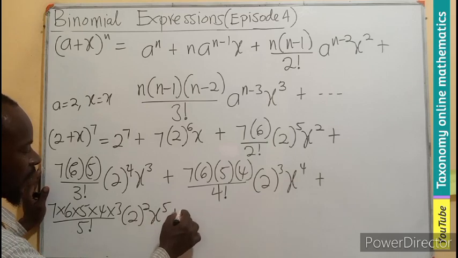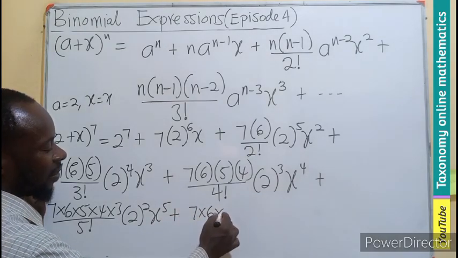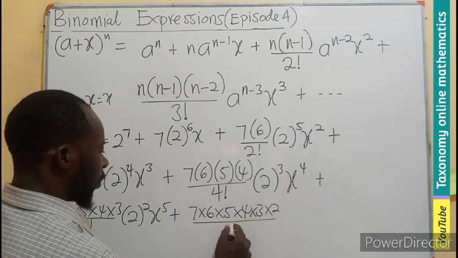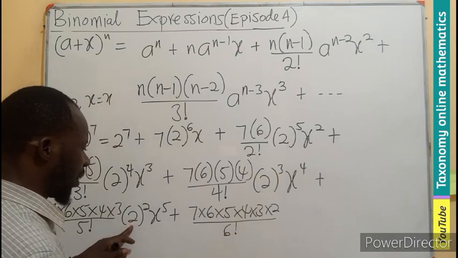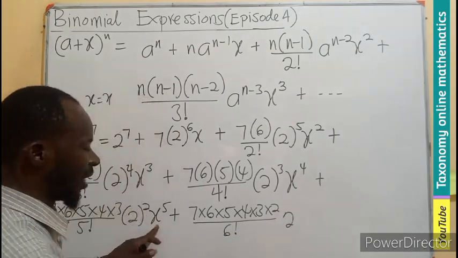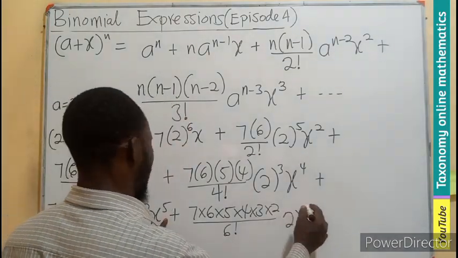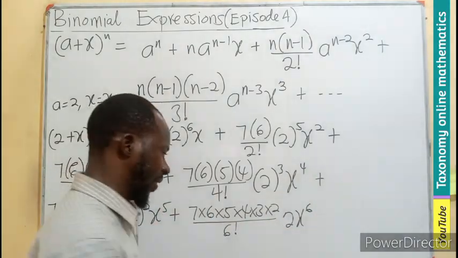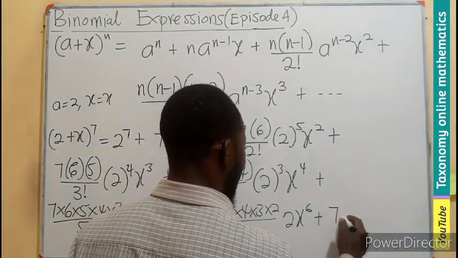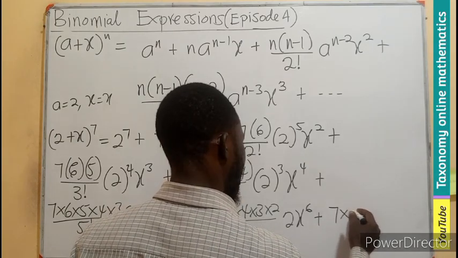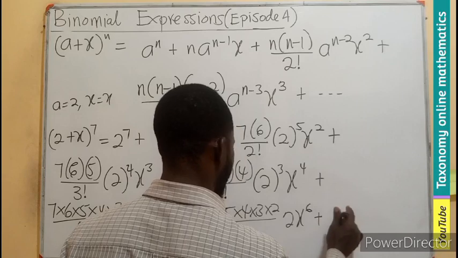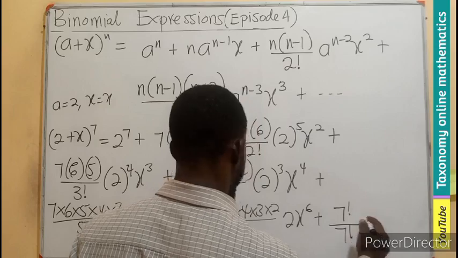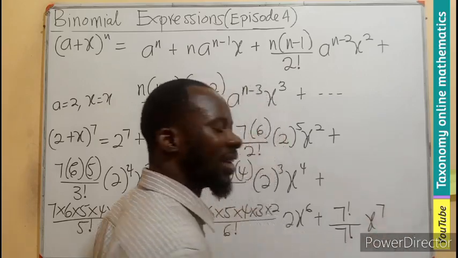So we get 7 times 6, 5, 4, 3, and 2, over 6 factorial. This becomes 2 exponent of 1, x exponent of what? I think that would be 6, because this is 5. So this will give us 6. Then plus the last one, 7 factorial divided by 7 factorial, and that will give us x exponent 7.